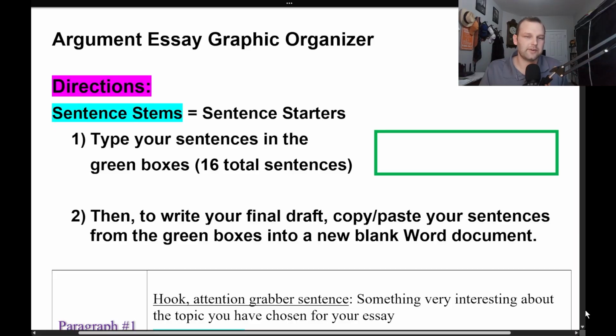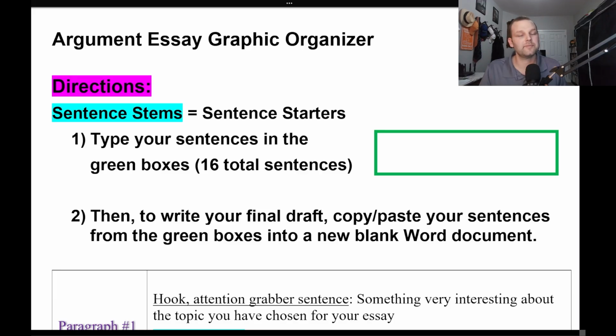Here is an argument essay graphic organizer to help you write an argument essay, and the link in the description of this video takes you to a copy of this argument essay that you can download and use on your own. Sentence stems are sentence starters. When you see the blue highlights, those are sentence starters to help you with starting your sentences. When you have finished writing all of your wonderful sentences in those green boxes, simply copy and paste your wonderful sentences from your green boxes into a new blank Word document. And I'll show you how this whole process looks.